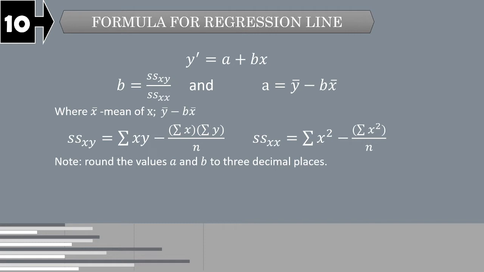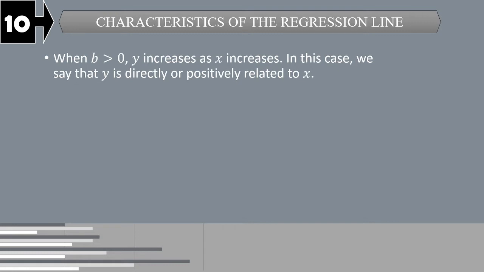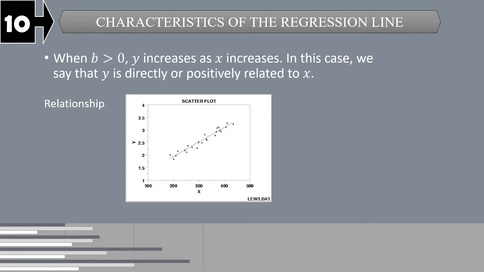Before we proceed to the example, first we will have the characteristics of the regression line. When b is greater than 0, y increases as x increases. In this case, we say that y is directly or positively related to x. And let's see the relationship by using a chart. This chart shows that we have a positive linear relationship.